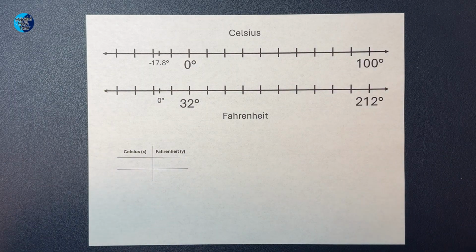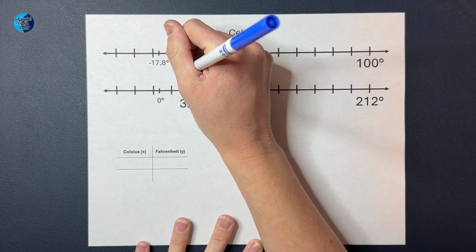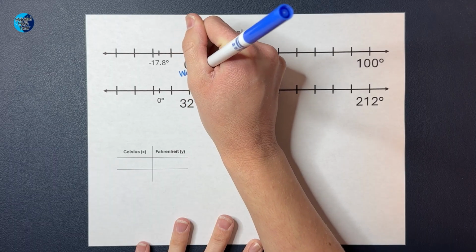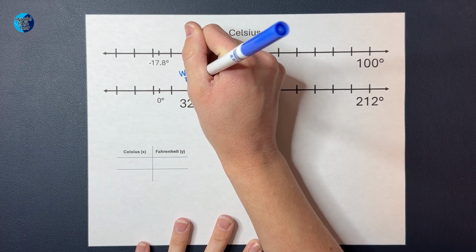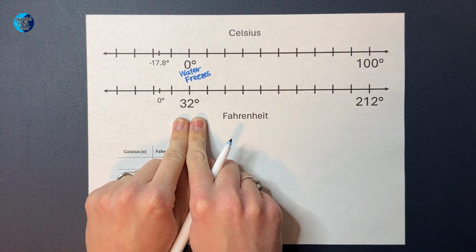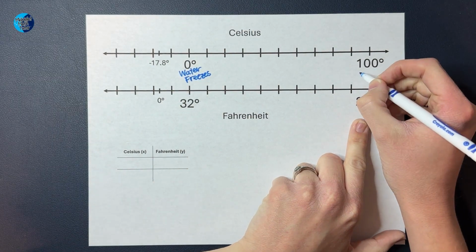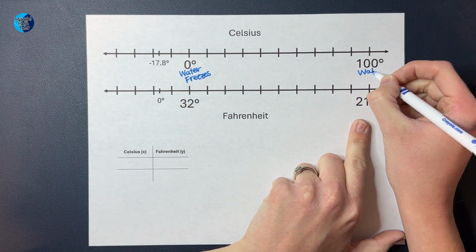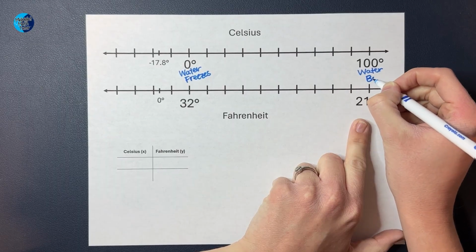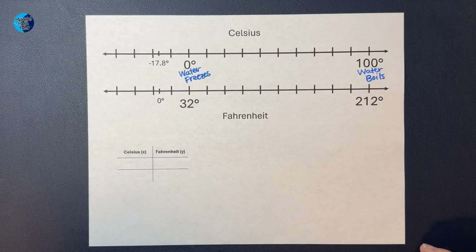Celsius is used basically everywhere except the United States. 0 degrees is where water freezes. That is the 0 degree mark in Celsius. Now in Fahrenheit, that is 32 degrees. In Celsius, 100 degrees is where water boils. That same temperature in Fahrenheit where water boils is 212 degrees.